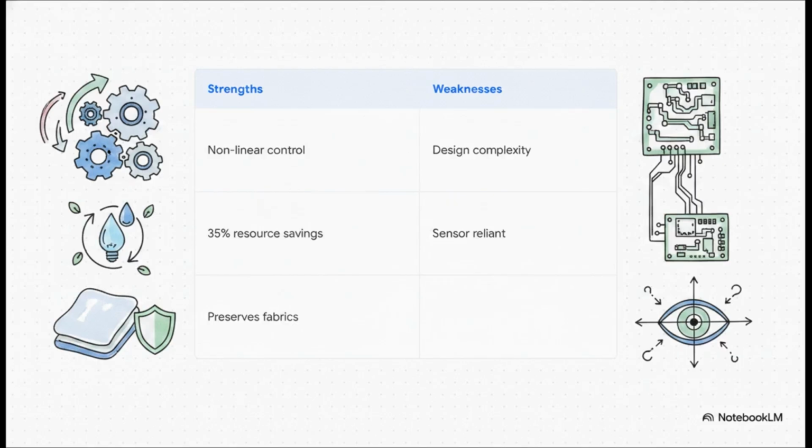However, those strengths do create some weaknesses. We're inherently dealing with a higher design complexity versus simple binary timers. Plus, the system's efficacy is heavily reliant on exact sensor calibration. If the input parameters for load weight or turbidity are slightly off, the fuzzy logic rules will inevitably output the wrong wash duration and water level.